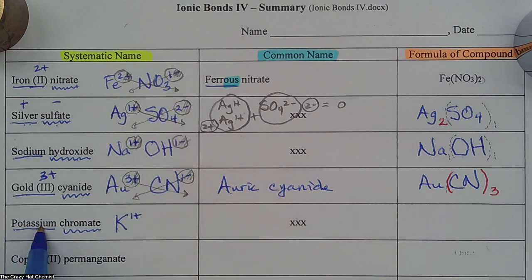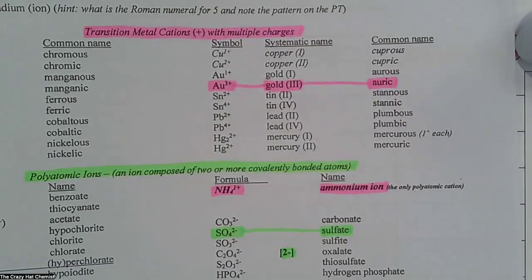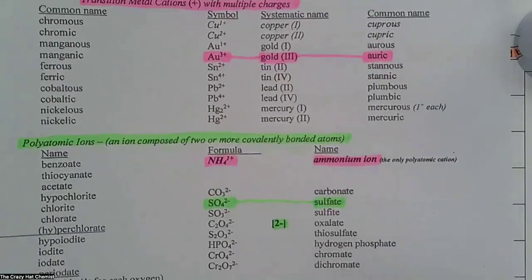Now notice this is not a transition metal cation. It does not have alternate charges. That's why this is crossed out for the common name. There is no common name for this. Now we need to find chromate. Chromate is a polyatomic ion. It has a 2 minus charge. So let's find that over here.